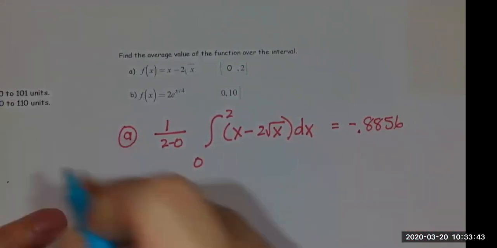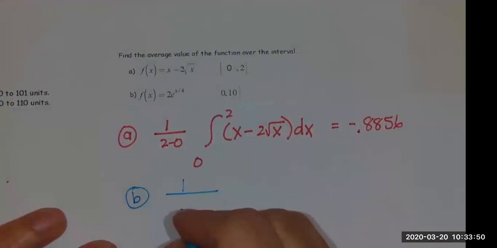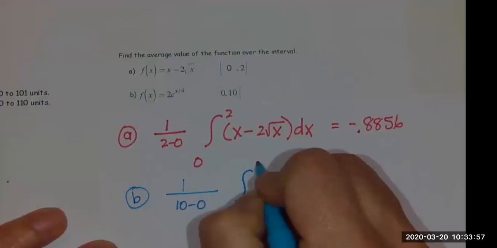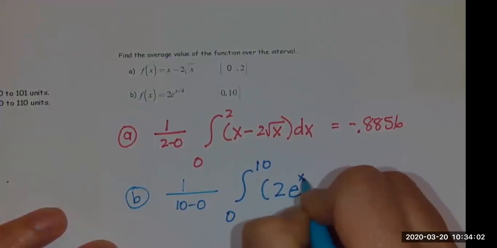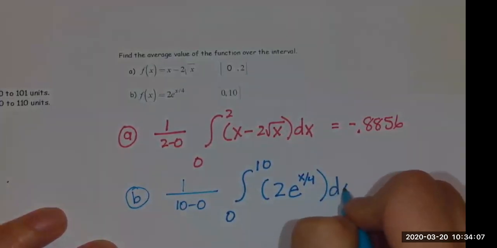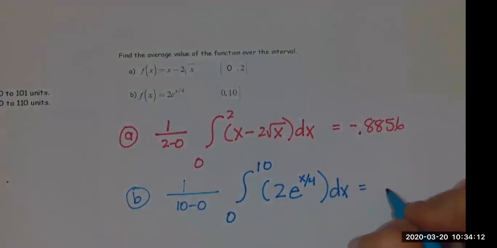Okay, and B, we'll do B in a different color. So B is going to be what? 1 over, in this case, 10 minus 0. So you're really dividing by 10. 0 to 10. And just punch in. You don't care if there's an E there. E's are no longer scary for you. Right? So get that typed into your calculator, and you should come out with 8.946.